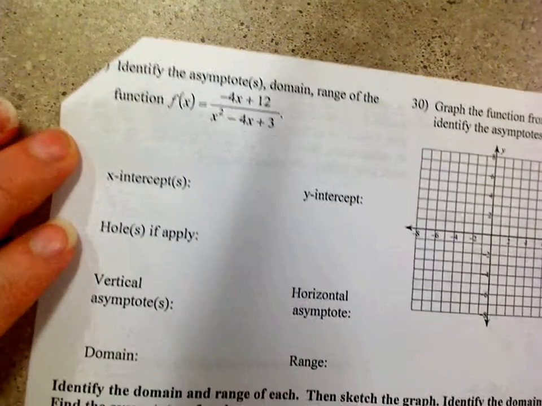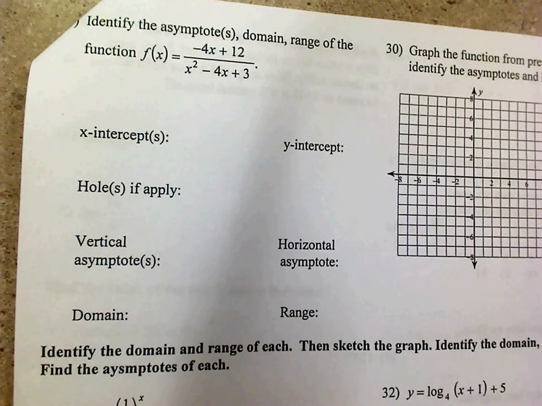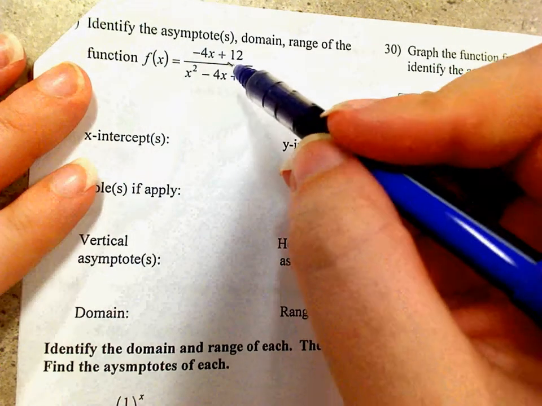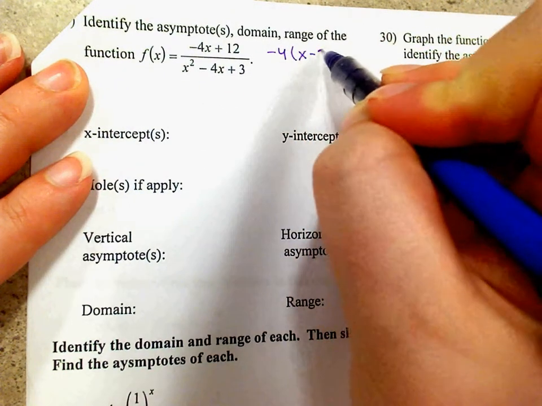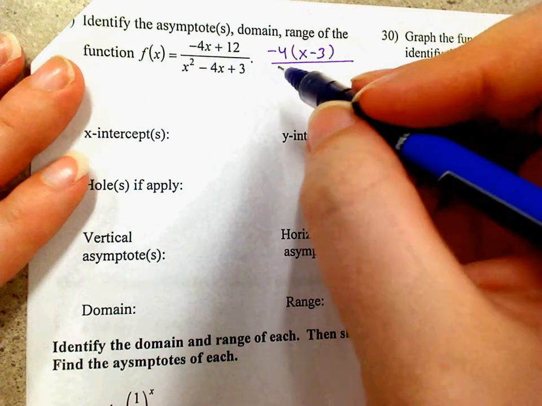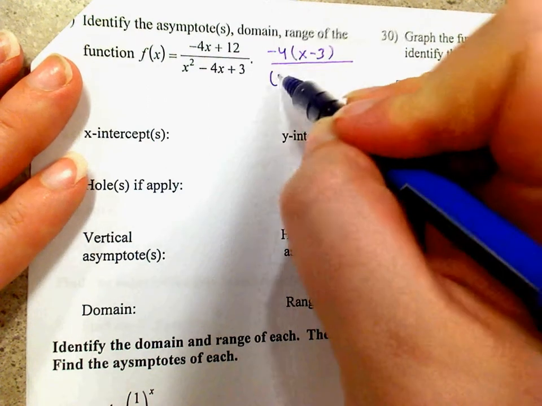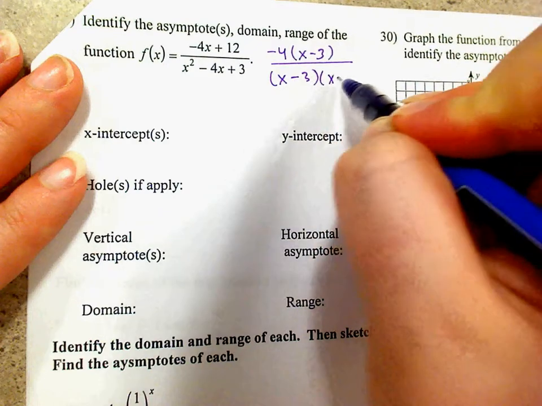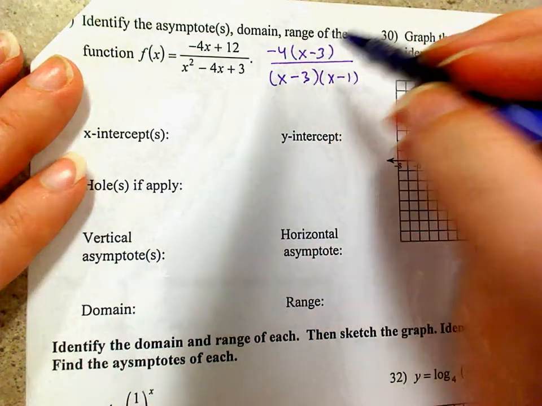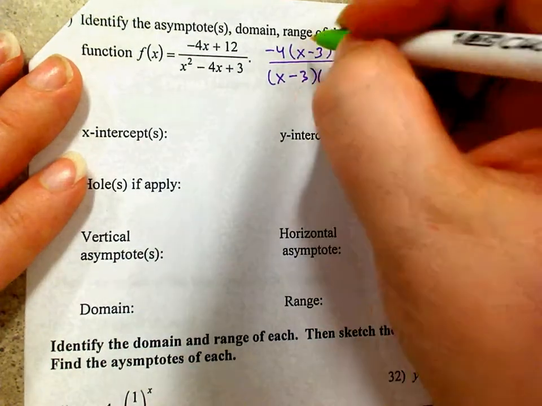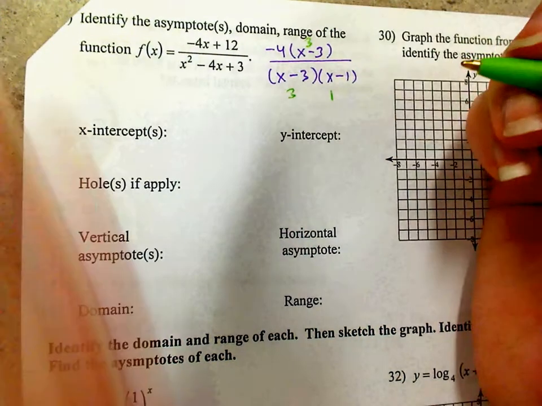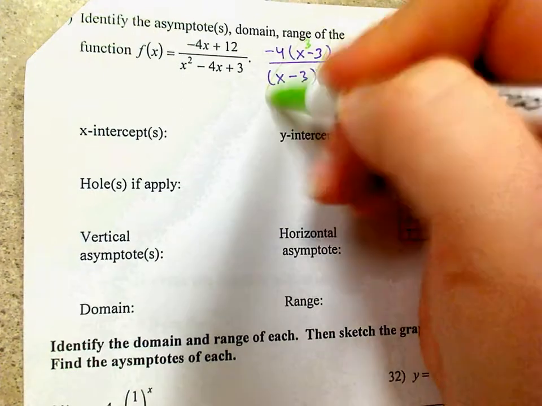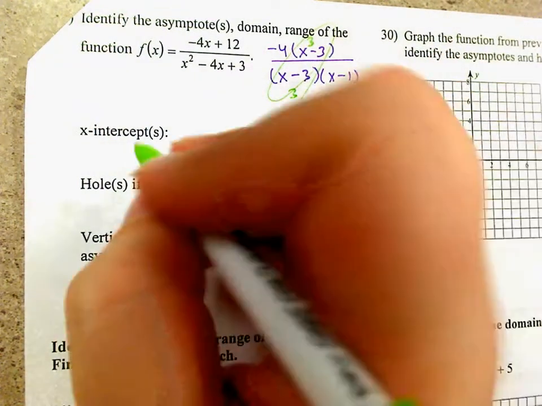Okay, first I want to factor out anything I can. I'm going to factor out a negative 4, which leaves me with x minus 3. I want to factor the factors of 3 that add up to negative 4. So I'm thinking negative 3 and negative 1, which tells me that because this equals 0 at 3, and this equals 0 at 3, and then positive 1, that because these are the same, it creates a hole. So I have a hole in the graph at 3 comma, well, I have to find the y value.